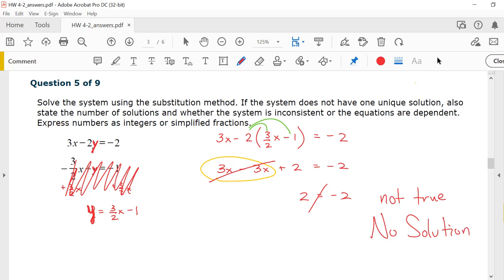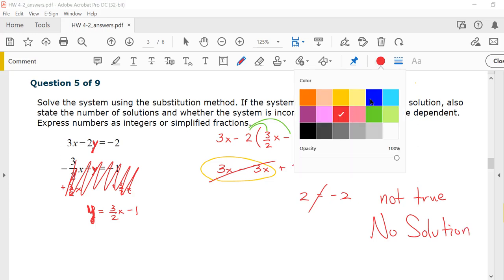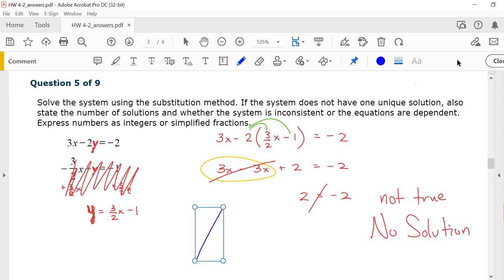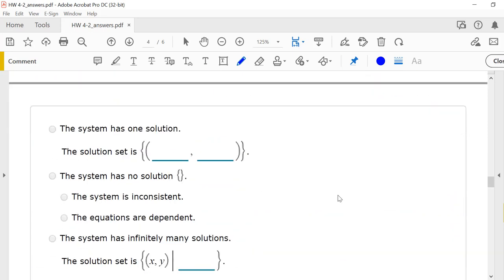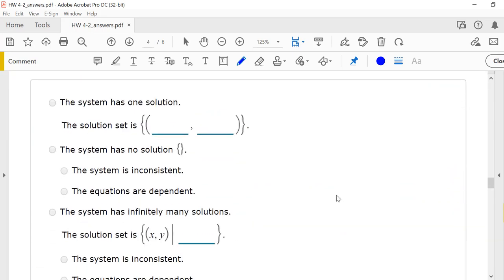How did we get no solution? That was when we had, what were they, parallel lines? Remember? So no solution. The system has no solution. The lines are parallel, but we have an inconsistent system.